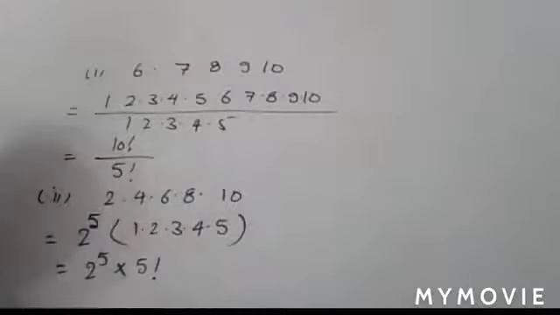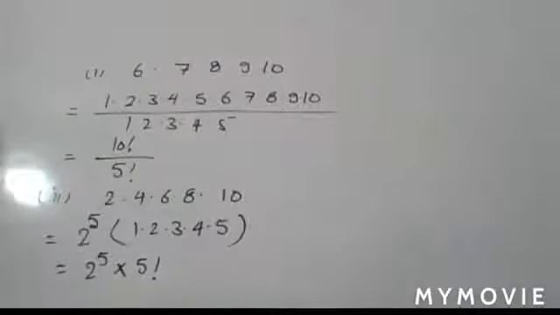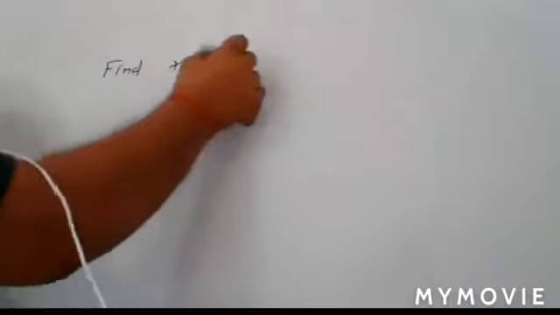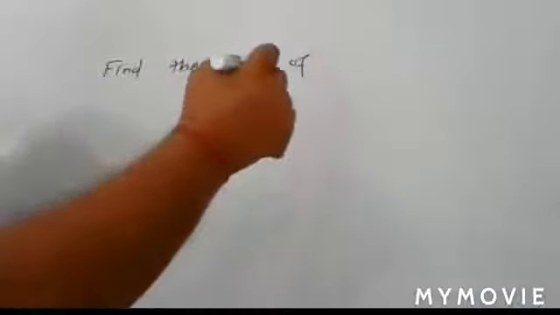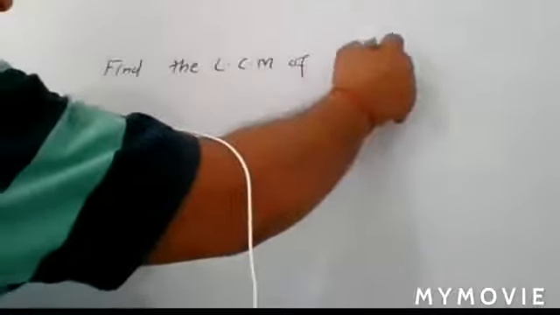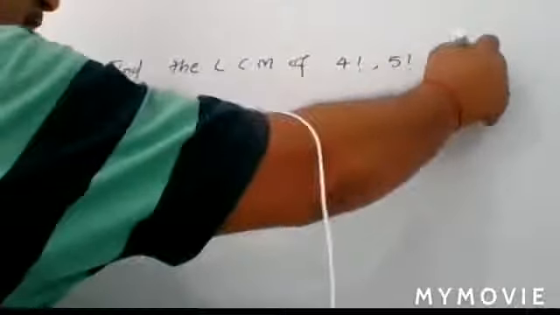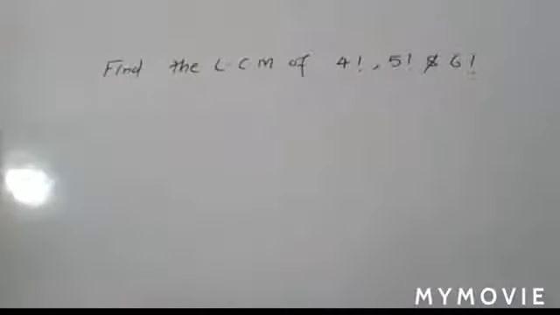In the same way, sometimes there is a need of taking the LCM of factorials. So you solve the same type of question. Find the LCM of 4 factorial, 5 factorial, and 6 factorial.